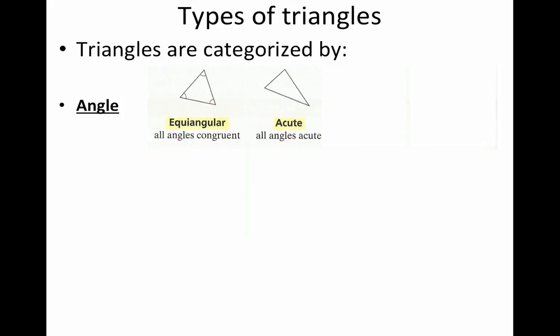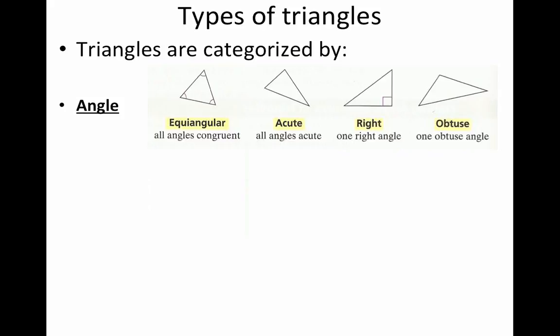Finally, let's talk about how to categorize triangles. Triangles are categorized either by angle. If all the angles are congruent, then it's called an equiangular triangle. If all the angles are acute, then it's called an acute triangle. If one of the angles is right, then it's a right triangle. And if one of the angles is obtuse, it's an obtuse triangle.